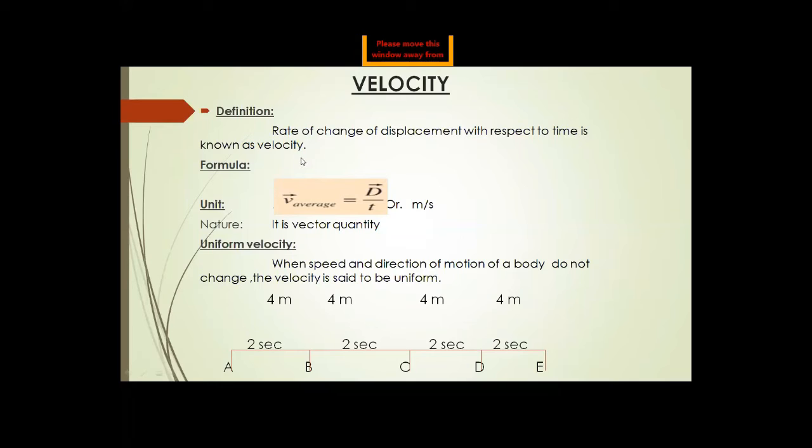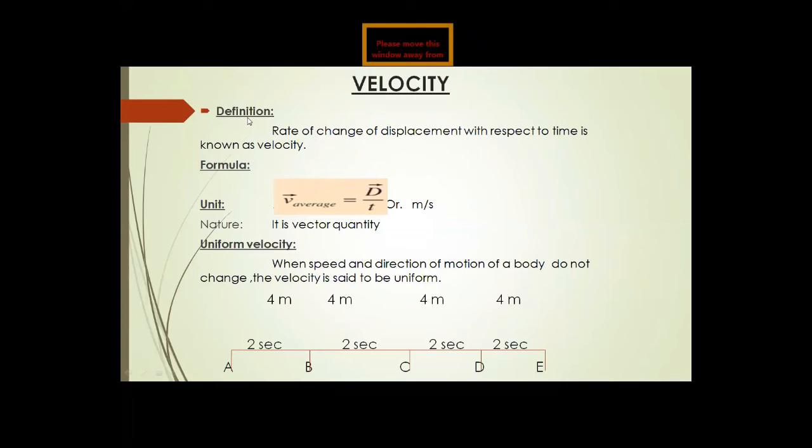Again, I'm repeating the definition. The rate of change of displacement with respect to time is known as velocity.